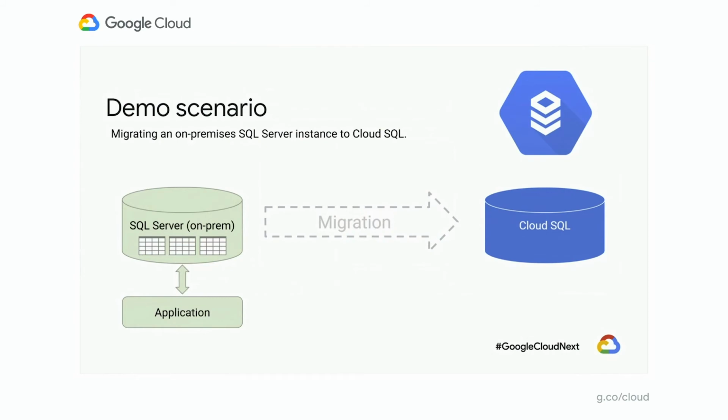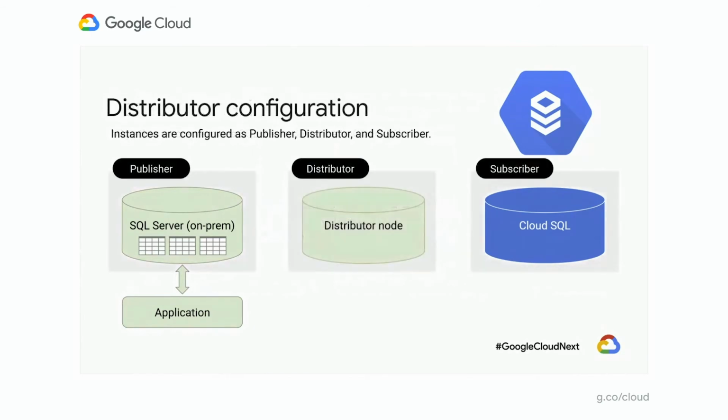This slide shows a typical scenario where you have an on-premises instance, you have an application connected to it, and we want to migrate the data to Cloud SQL without shutting down our application. So to do that, we're going to use SQL Server's data replication functionality.